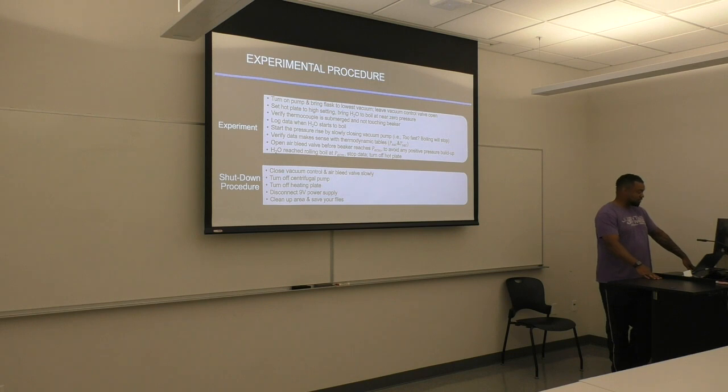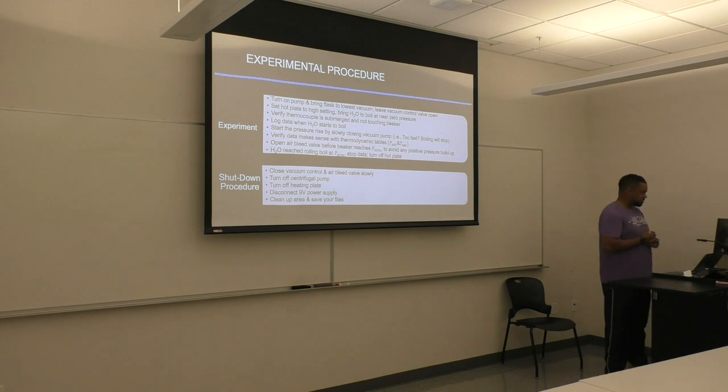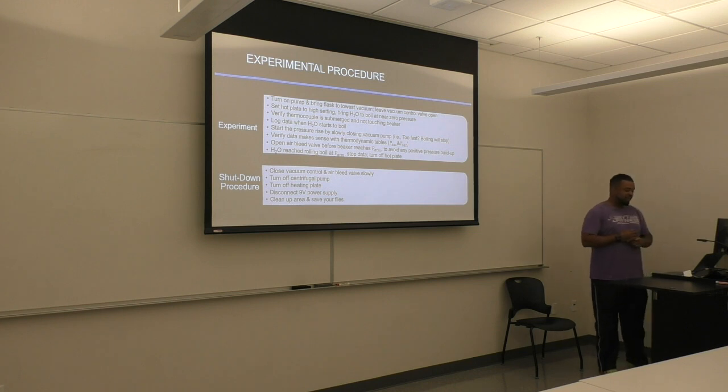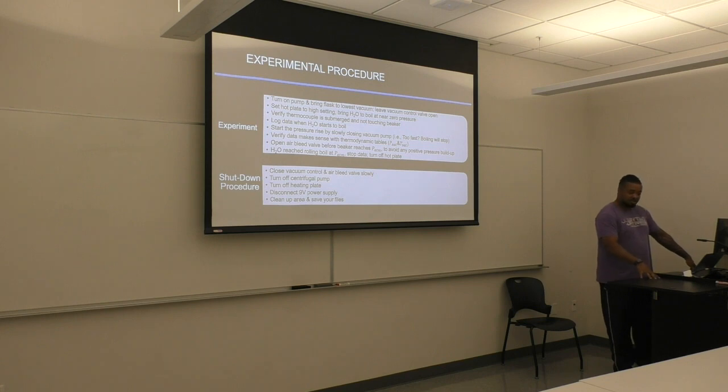We'll log the data from the water when it starts to boil, and the pressure will start to rise slowly, closing the vacuum pump. If you do that too fast, it will stop boiling and you'll have to start your experiment all over again, so pay attention to that. You'll verify with the steam tables that the data makes sense, both your saturated pressure and your temperature. Open the air bleed when the pressure reaches atmospheric pressure to avoid any positive buildup. And then when your water is reaching boiling, you'll stop the data and turn it off.